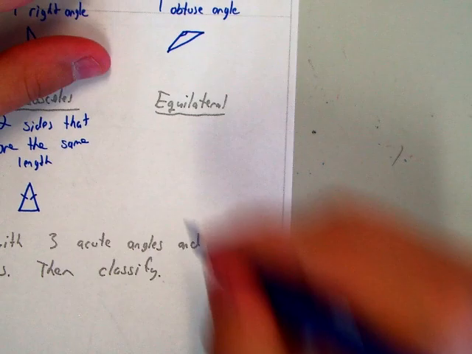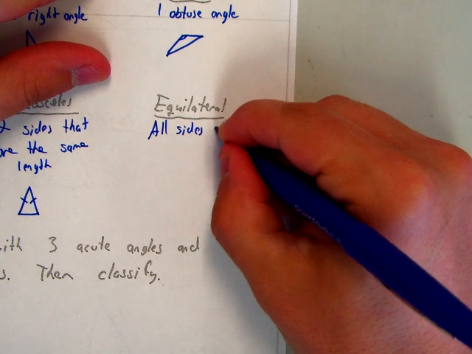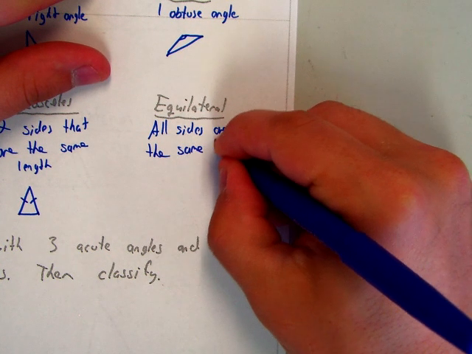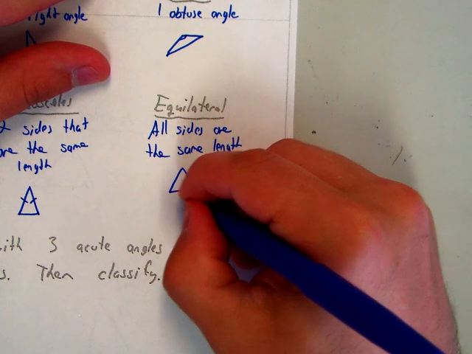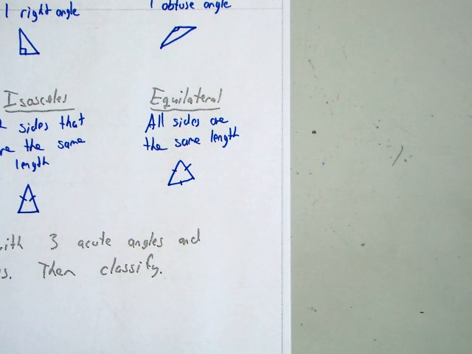And an equilateral triangle is all sides are the same length. And that would look something like this, where all three sides have dash marks. This shows that they are equal to each other. They are the same length. That's what those dashes mean.